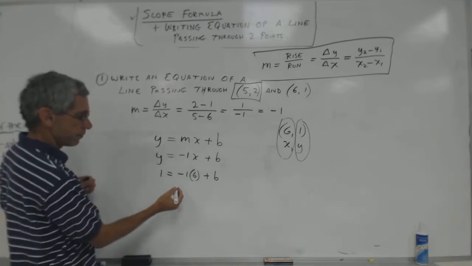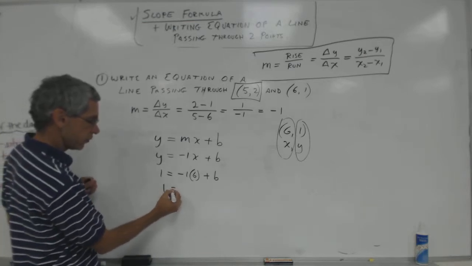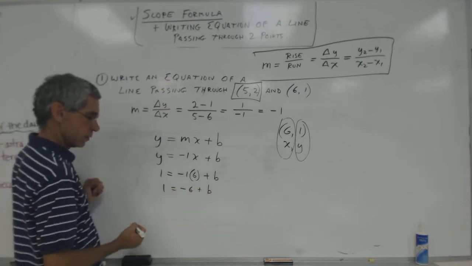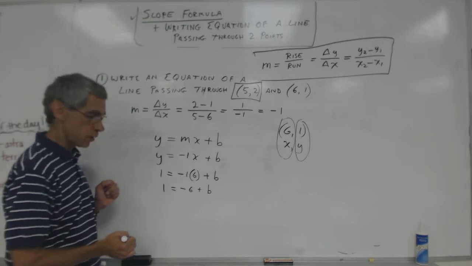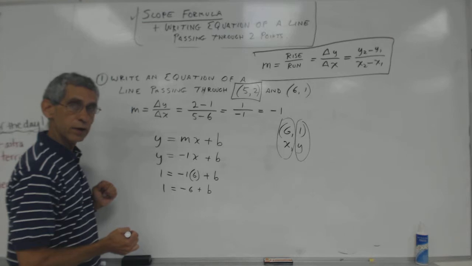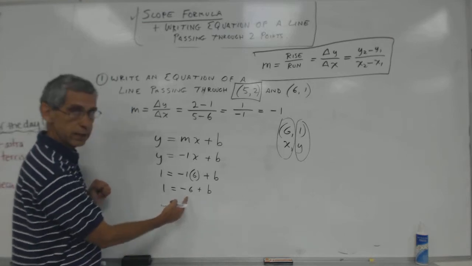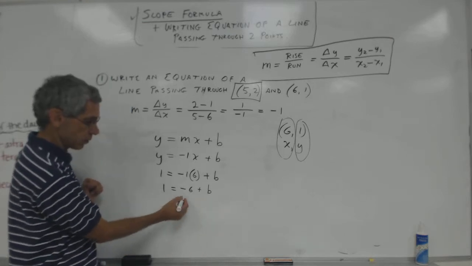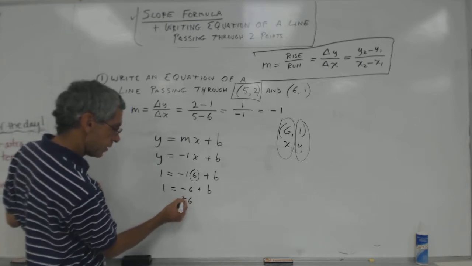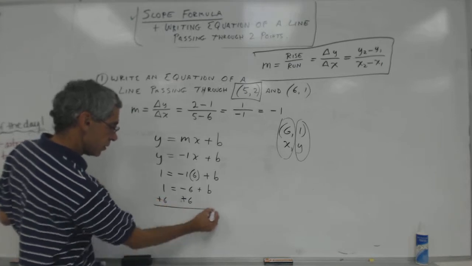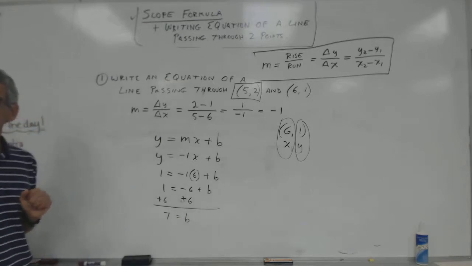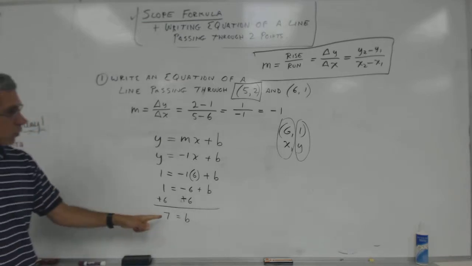So let's simplify a little further. 1 equals negative 6 plus b. What would I do to solve for b? Weston, help me. Okay. Add 6 to each side, right? I want to say b equals. This is in the way, so I'm going to add 6. I'm going to add 6, so we have 7 equals b. Am I right? Okay, that's what we needed to find.